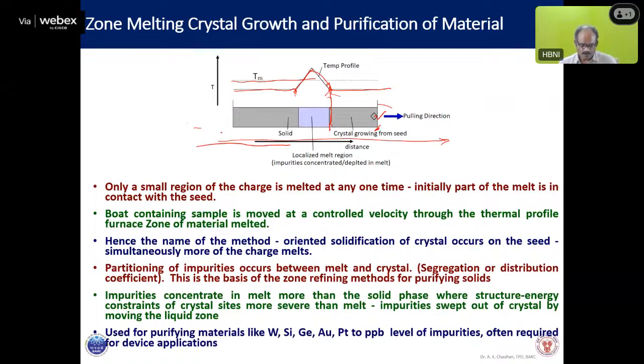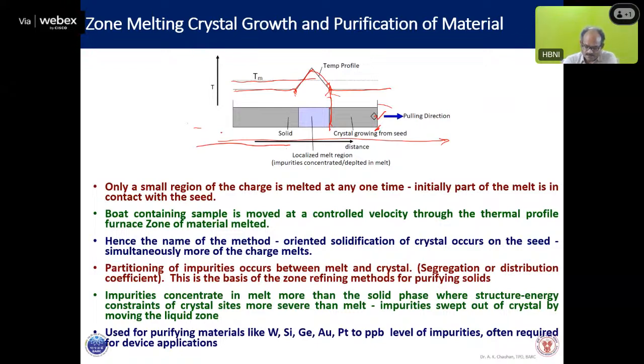Partition of impurities occurs between the melt and crystals. There are certain impurities which prefer to stay in the liquid or melt when it solidifies, while some impurities try to move from the liquid to the solid. There is a coefficient called the segregation coefficient or distribution coefficient, which tells how much of a particular impurity at the interface will go into the solid or will remain in the liquid.